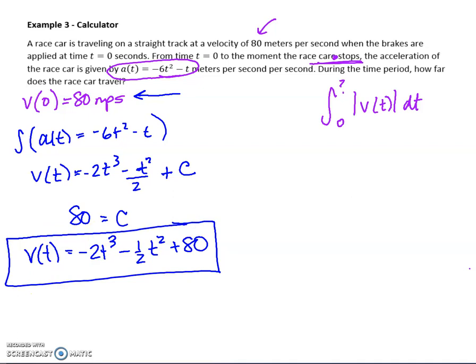Okay, so now all I need to do is plug that guy in here, except we need to know when to end our interval. Well, remember, we want to go from 0 to the moment when it stops. When it stops would be when the velocity is what?